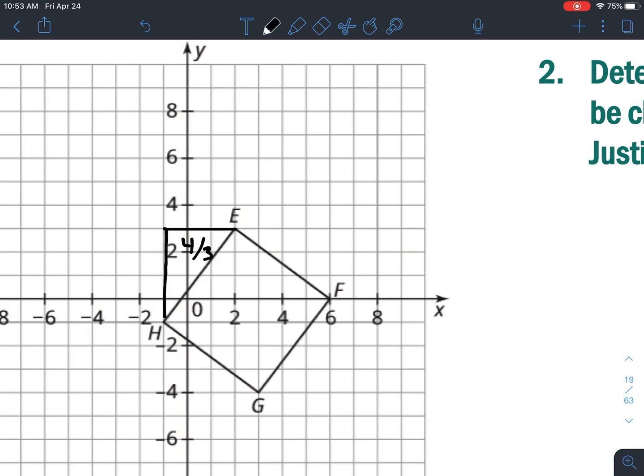We're here. We're going to go rise. So this is going to be a negative because we're going down. We're going to go down 1, 2, 3. So -3 over 1, 2, 3, 4. And we look at this one, we're going to go down again, 1, 2, 3, 4. And we're going to go over 1, 2, 3. So this is -3 over 4.